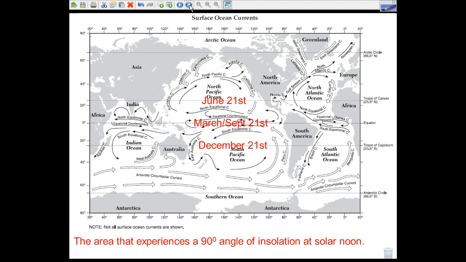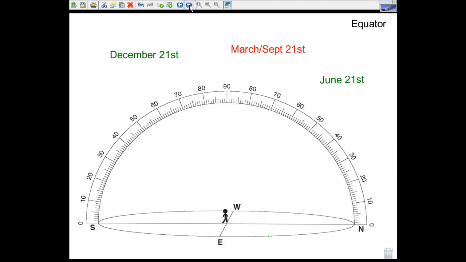These lines of latitude receive a 90 degree angle of insolation at solar noon. Solar noon is when the sun is highest in the sky for that particular day. So if we had to draw the sun's path for the equator, upper right-hand corner, you can see equator. We have the dates March 21st, September 21st, June 21st, and December 21st.